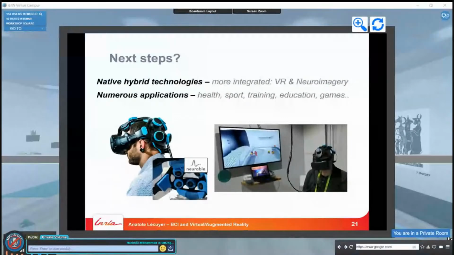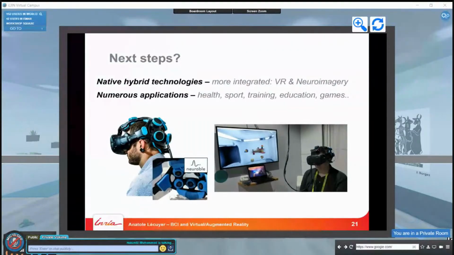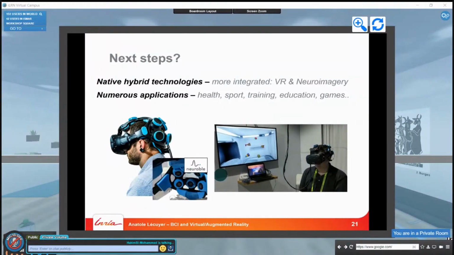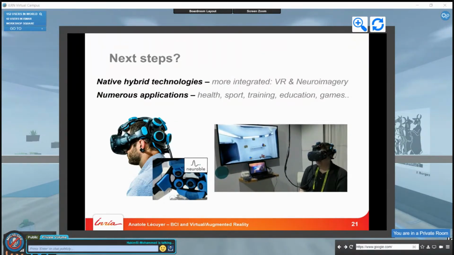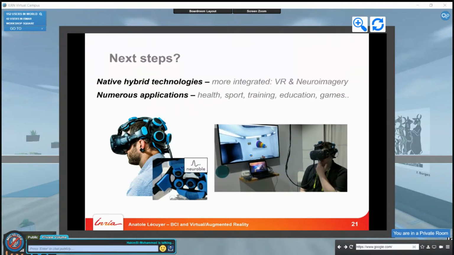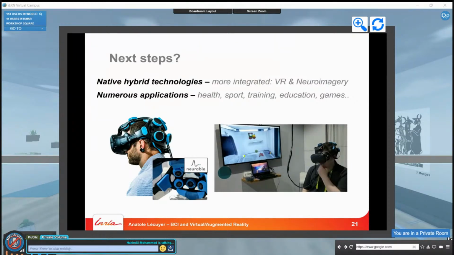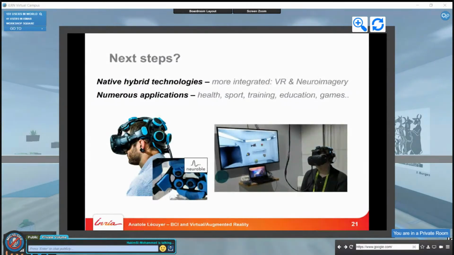Voilà. So this more or less concludes my talk. I can say a few words about what we envision as the next steps. For us, it's a moment when technologies are converging, and we hope that in the future we will see more native hybrid technologies mixing more integrated virtual reality and neural imagery capacities, such as in this example, the Neurable headset, which natively proposes dry electrodes together with a VR headset. And we envision lots of applications for health, sport, training, education, games, as was a little bit teased in my presentation.